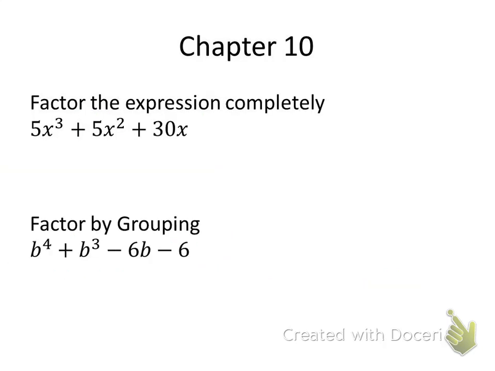Factor the expression. These are the last two examples that we're going to do. Factor the expression completely. On your test and on your review sheet, it says, hint, take out the greatest common factor. You have to do that first before this makes any sense at all, okay? So, what is the greatest common factor of 5, 5, and 30?